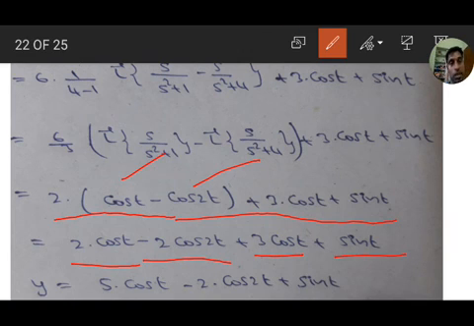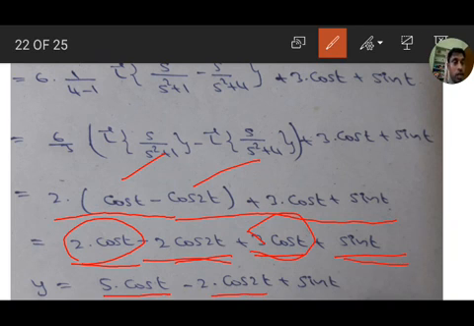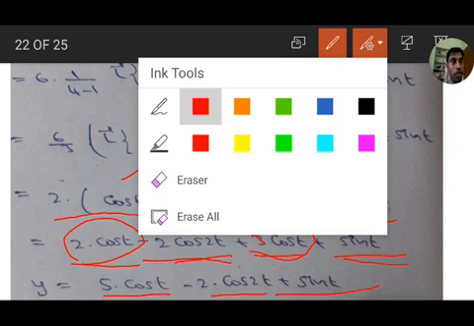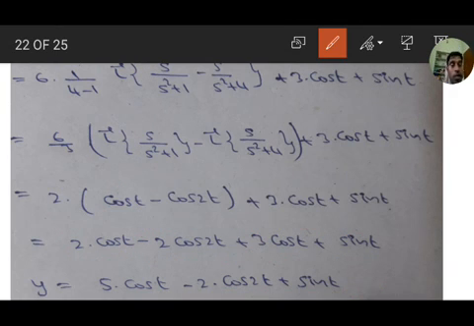2 into cos t minus 2 cos 2t plus 3 into cos t plus sin t. Here 2 cos t plus 3 cos t, we get 5 cos t minus 2 cos 2t, and plus sin t as it is. Means the final answer is y equals 5 cos t minus 2 cos 2t plus sin t. It is the answer. Okay.